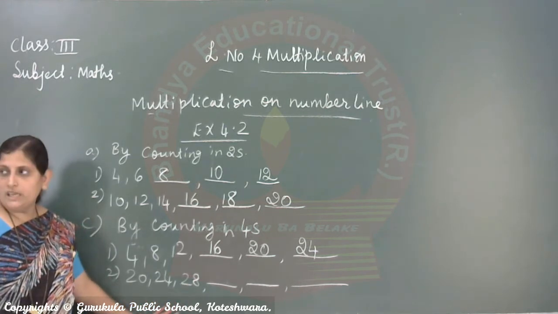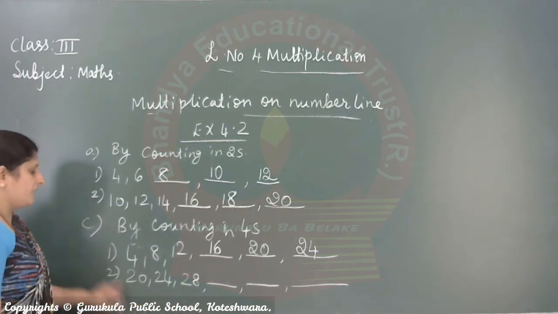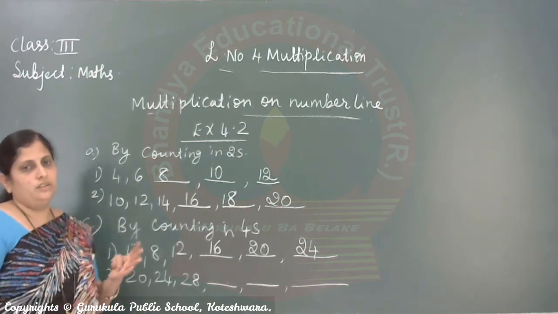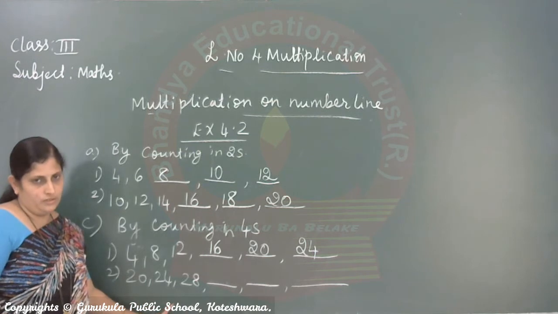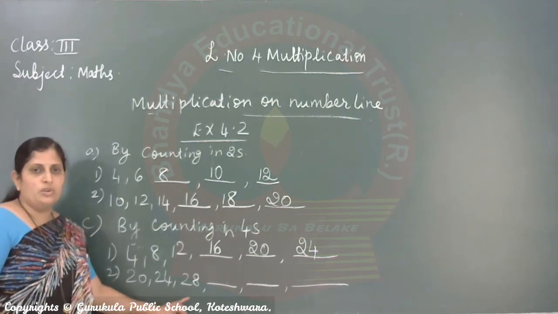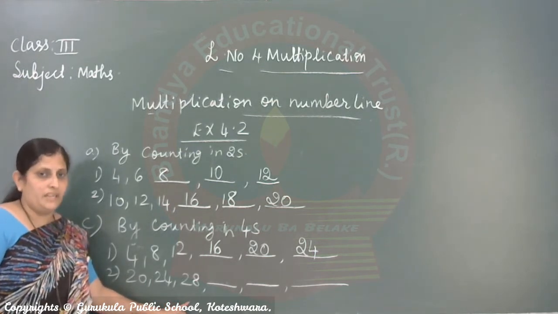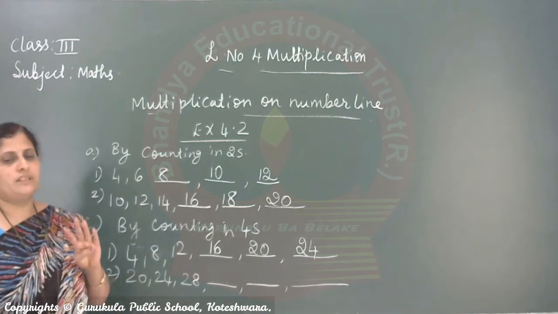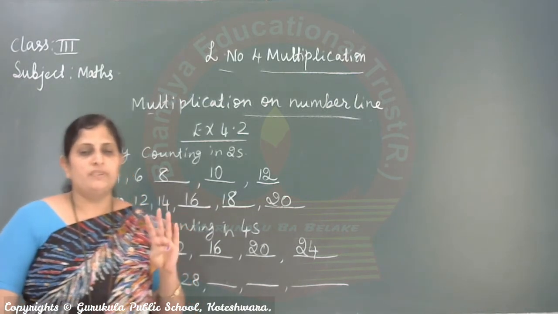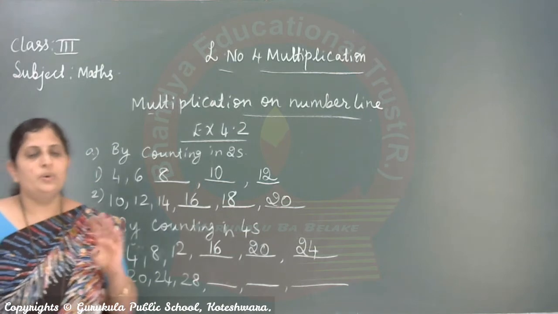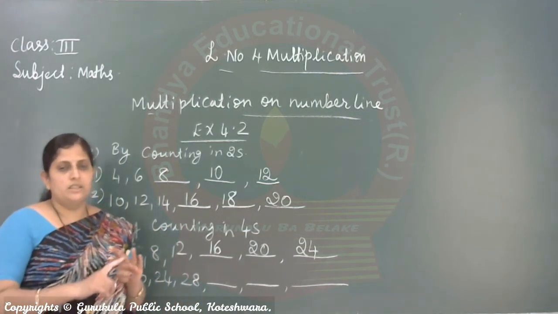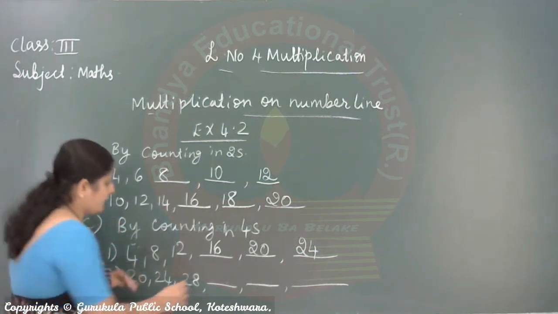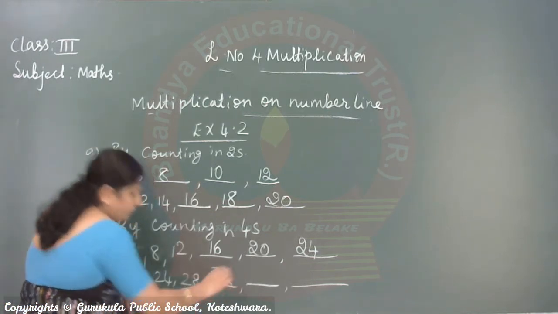Now next. In this question you see 20, 24, 28 is given. 20, after that you have to count 4. If you count 4 after 20, how much will you get? 24. Again after 24 you have to count 4, how much will you get? 28. Again after 28 you have to count 4. 4 you hold in your hand and count. 28, after that 29, 30, 31, 32. Correct? Here it is 32.